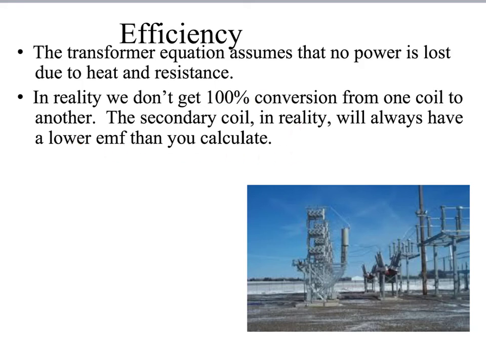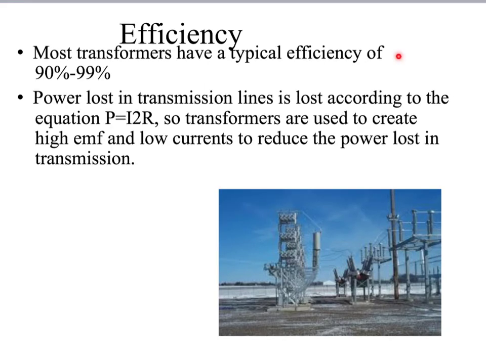Most transformers typically have an efficiency of 90% or so. So we calculated 43.75 volts, which we can round to 44 volts. If, say, it's 90%, then what we would actually get would only be about 40 volts out of it instead of 44. So we do lose some energy.